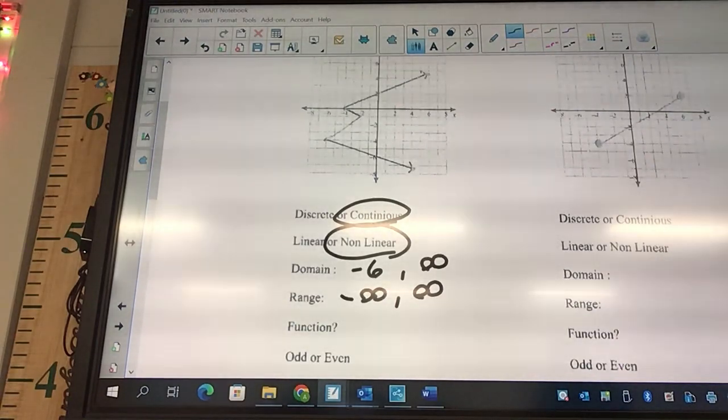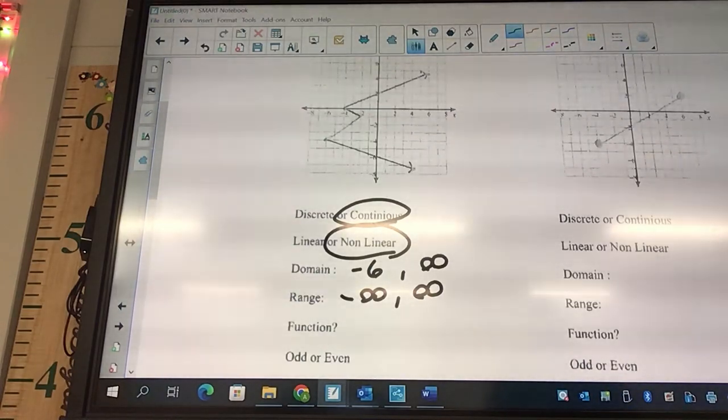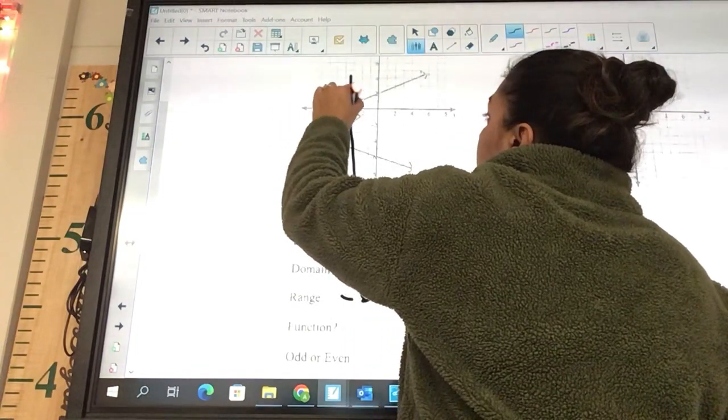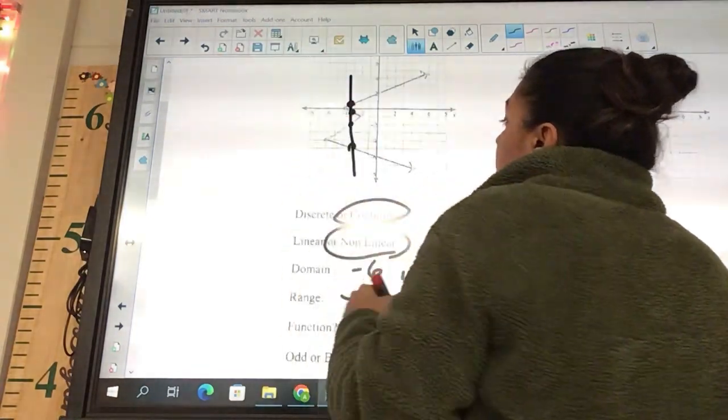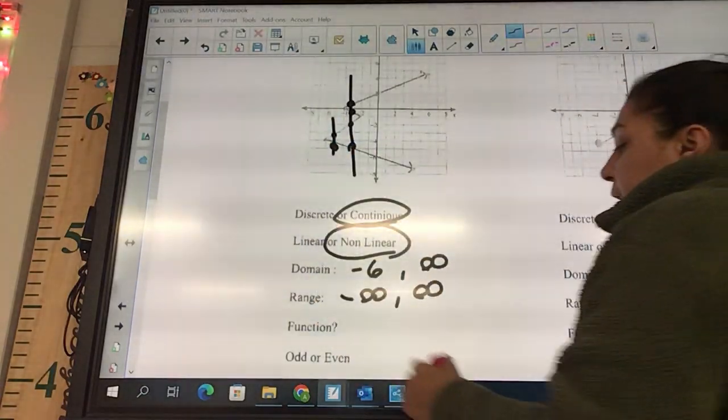Is this a function? No. Okay? So if I drew a line right here, it touches that graph here, here, here, here, so it doesn't work. If I drew a line here, it also doesn't work. So that's not a function.